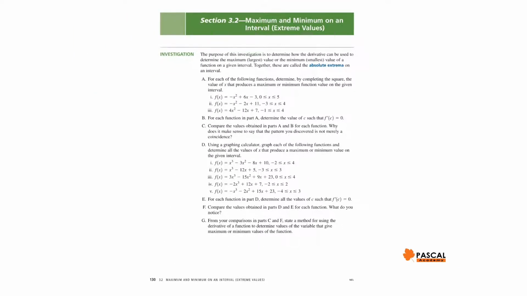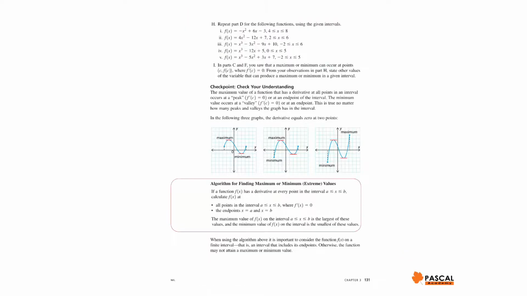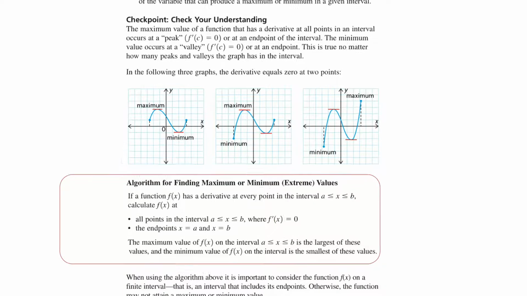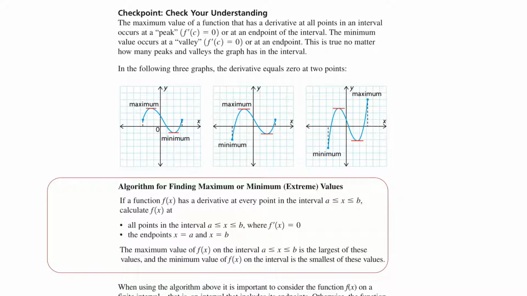In this section we are basically looking for the maximum and minimum of a function on a closed interval. By looking at this diagram, we'll see the maximum and minimum occur at the points where we have a horizontal tangent line. Maximum is when the derivative is 0 and minimum is at an endpoint. Maximum and minimum, both of them are at endpoints.